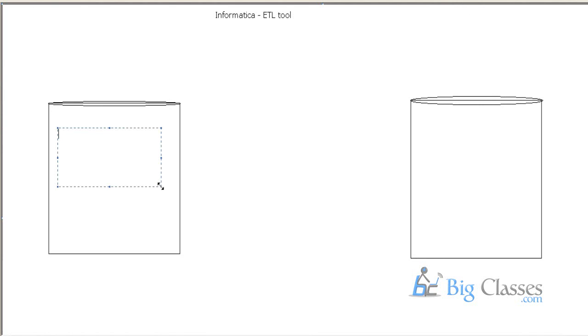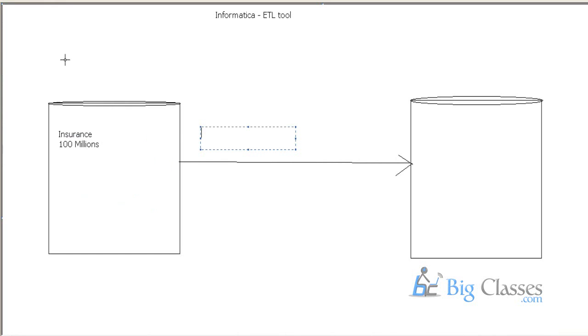Let me give you a simple example. Let's say I have an insurance company with 100 millions of customers in my organization. We extract this data from our OLTP source systems and load it into a data warehouse. Once all 100 millions of customers' data is available in the data warehouse, we can analyze it.